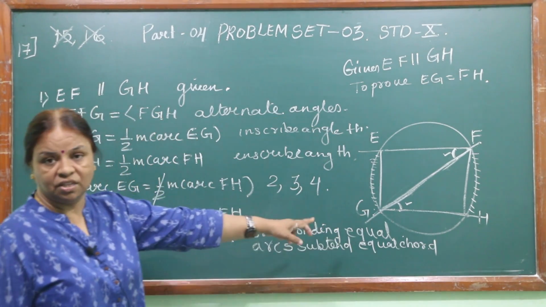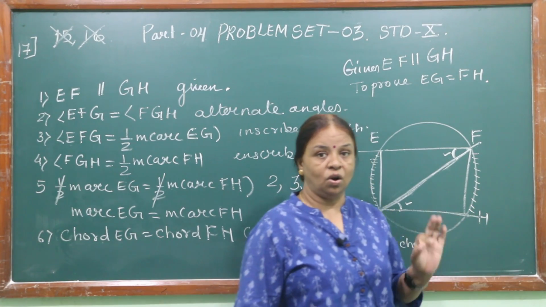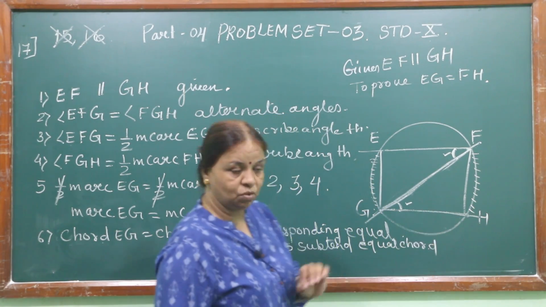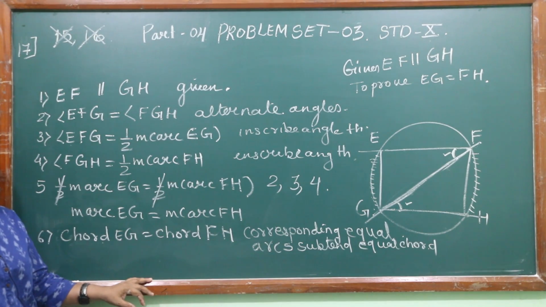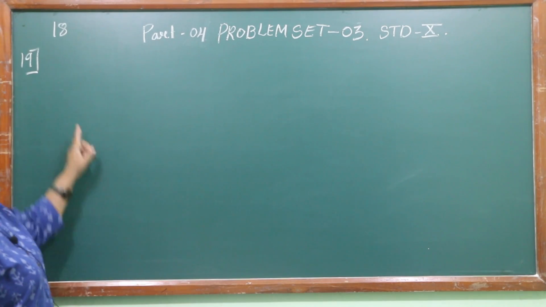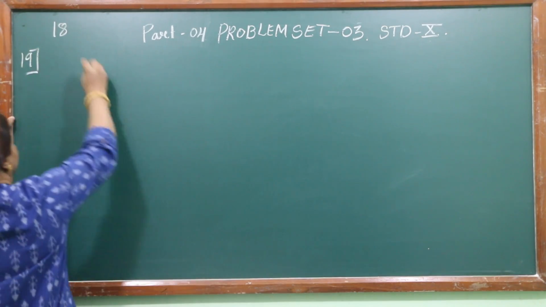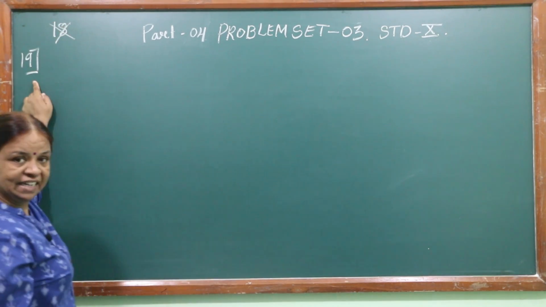You can watch the video where I have proved this theorem. If the arcs are equal, then the chords are equal. So we are done with this, children. You can pause the video and write it down. Moving to the next sum, children. 18th sum is reduced from your syllabus and we will jump on 19th sum.